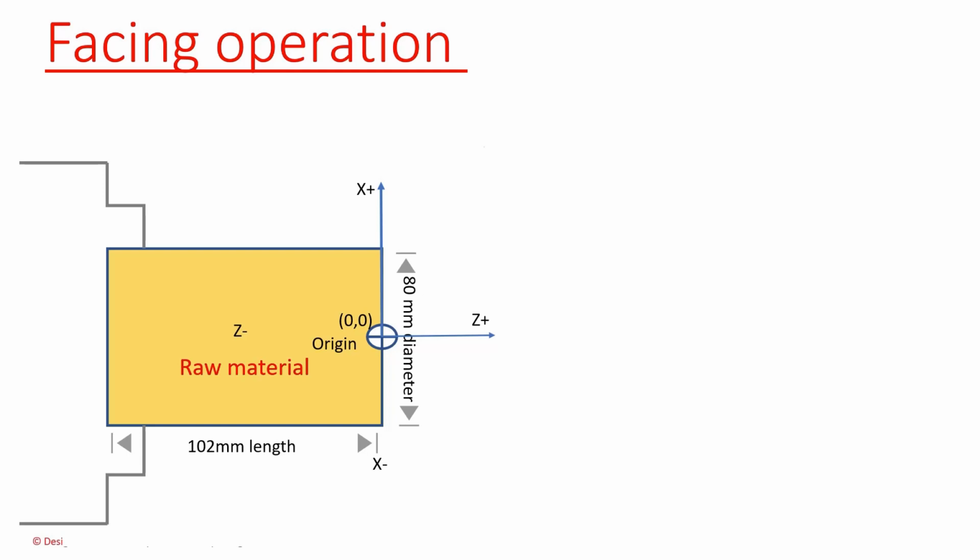The facing length is 2 mm. We can't complete that 2 mm in a single step, so we divide it into 2 passes. Now each pass value is 1 mm. That is called the depth of cut. Each pass has a depth of cut value of 1 mm. This is our home position. The tool is available here.